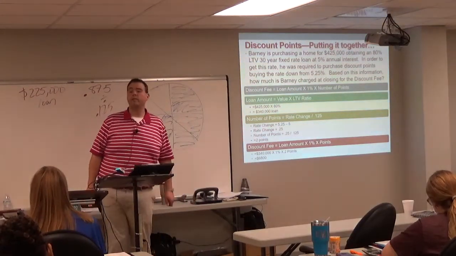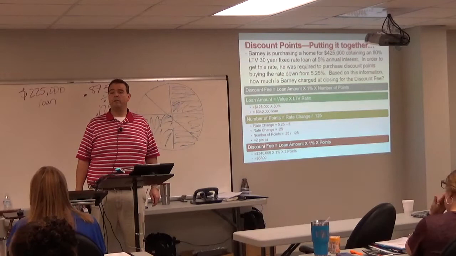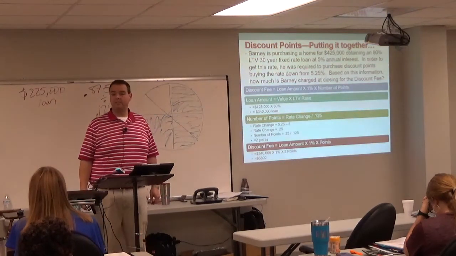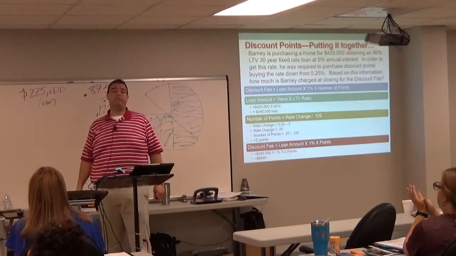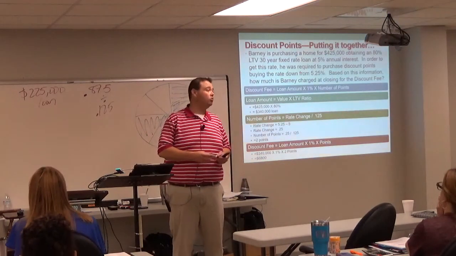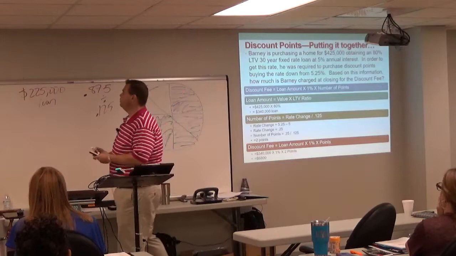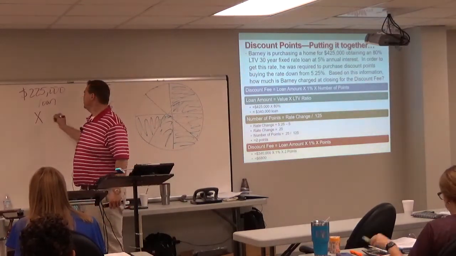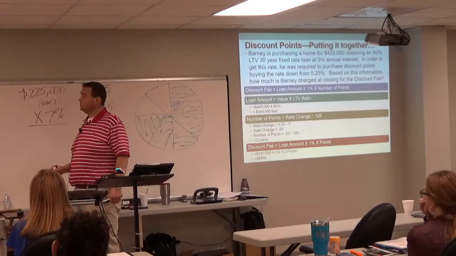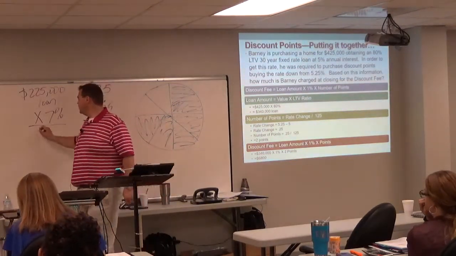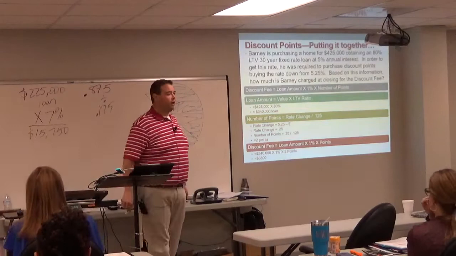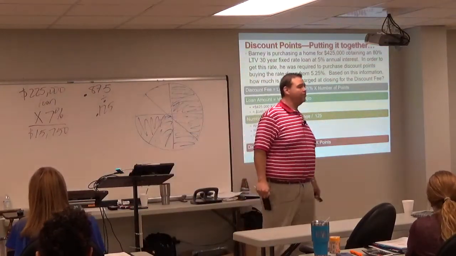If you want to change the rate downward by 0.875, you would need to buy 7 discount points, right? So if you have a $225,000 loan, how much is that going to cost? How much does each point cost? 1%. So what will we multiply this by to get the cost of those discount points? 7%. You can do 1% and then by 7, but you can also just do 7%. So how much is the charge for those discount points? $15,750 to buy down that rate with 7 discount points.